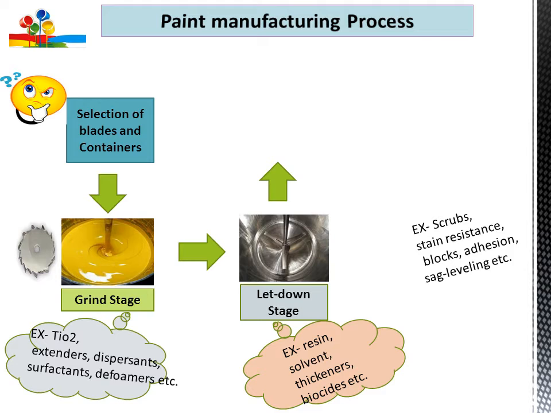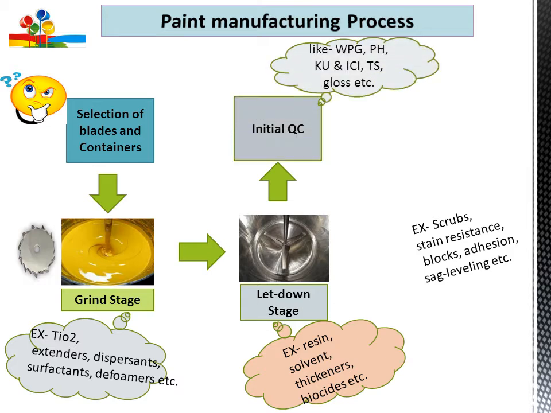Then we leave the let down process for 30 minutes. And once our let down has completed, we go to initial QC. In this initial QC we do some quick checks. QC means quick check. First is WPG, which means we check weight per gallon. Why do we check WPG? Just to check whether whatever raw materials we have added are in the correct amount or not.